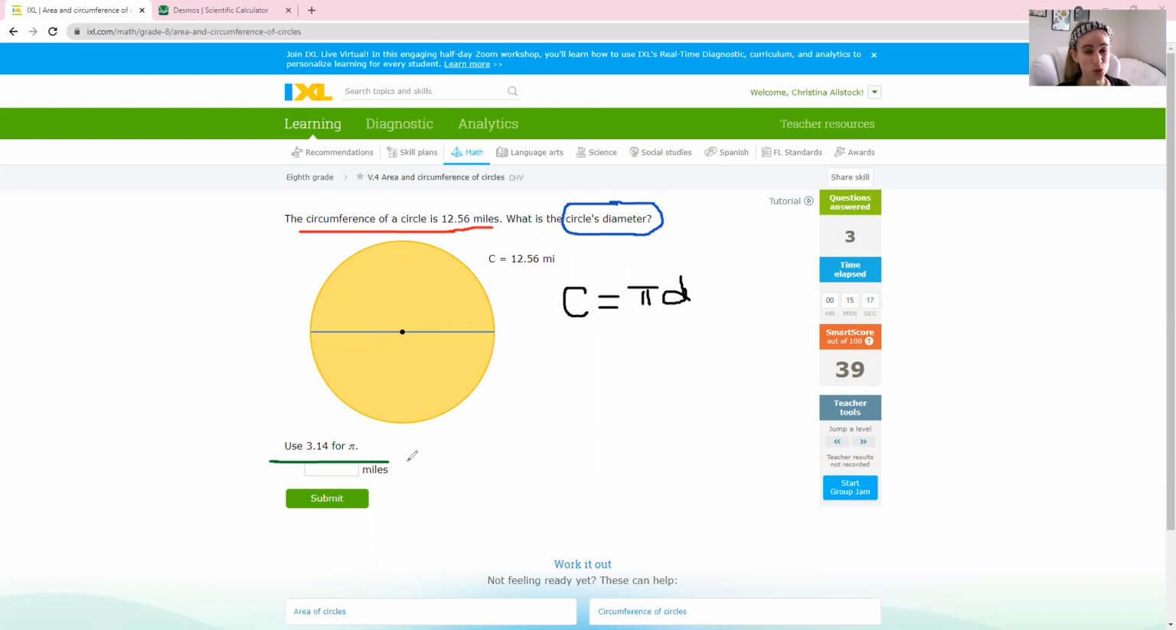Our steps aren't really super different because we've identified our information, and then the next step is the same. We're going to substitute, we're going to plug in what we know. Only this time your C is not unknown. We know our C, our circumference is 12 and 56/100ths. So that is being substituted in for C. Our pi is 3.14. And then our D is what stays a variable because our diameter is what we're looking for.